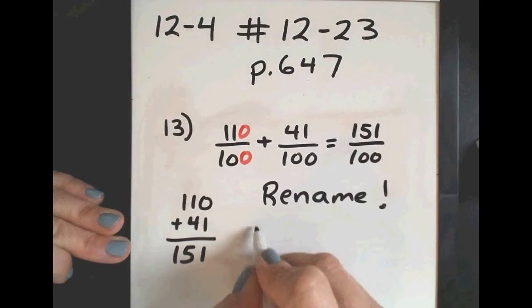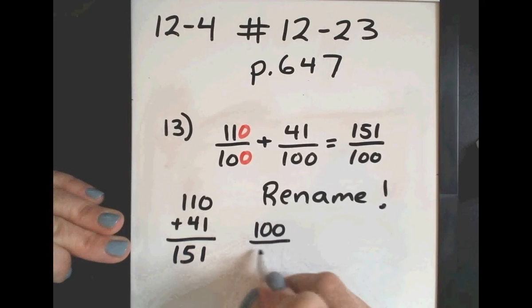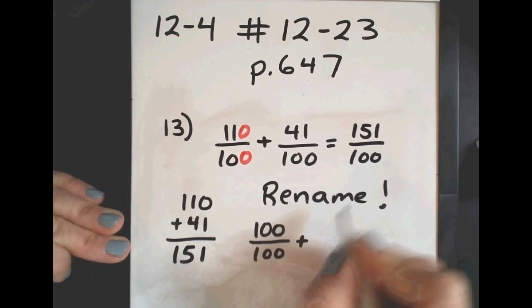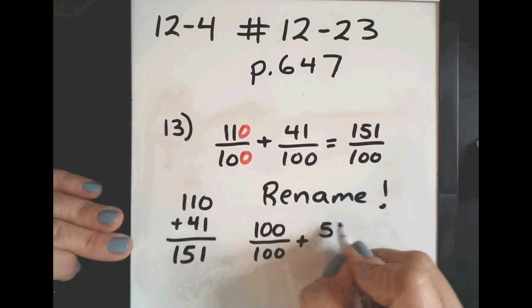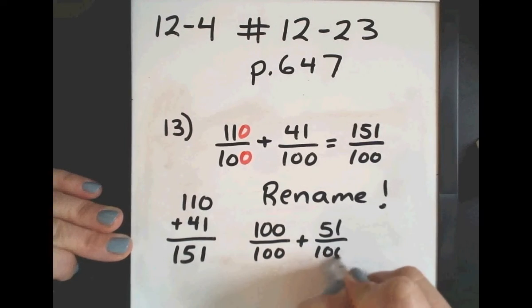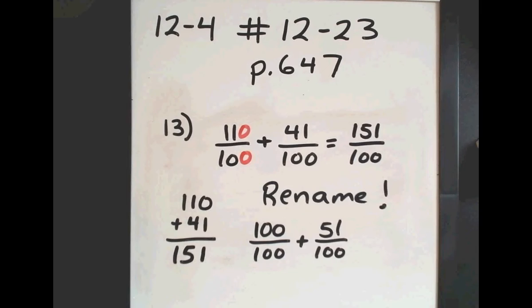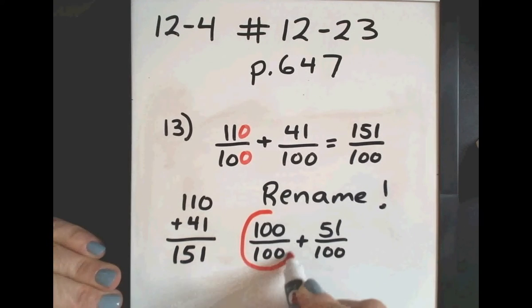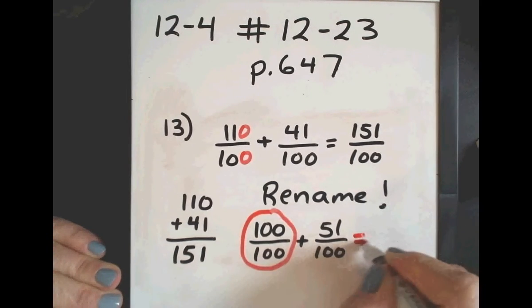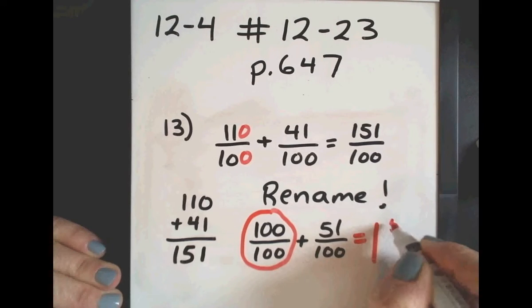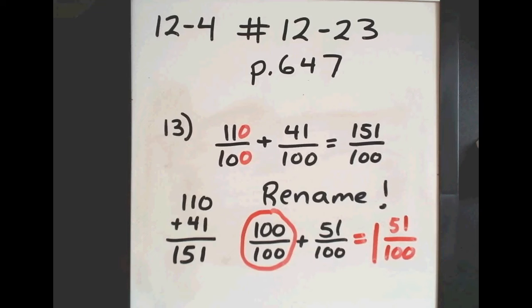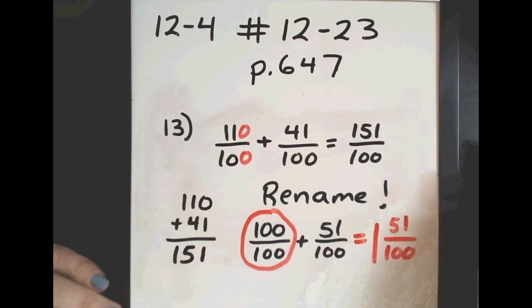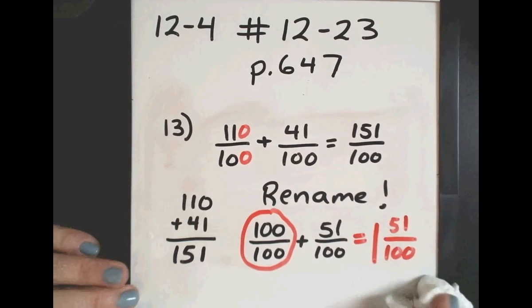Okay, so I'm going to break this apart. I've got 100 hundredths to make one whole, and 151 minus 100 would be 51 hundredths left over. So I'm going to circle this because that makes one whole. So this would be one whole, and I just write the fraction part right next to it. So number 13 would be 1 and 51 hundredths.